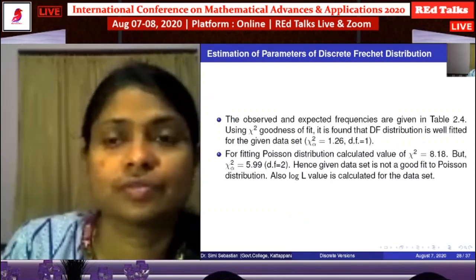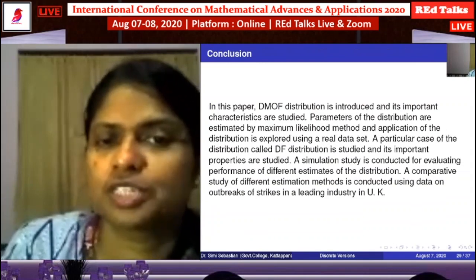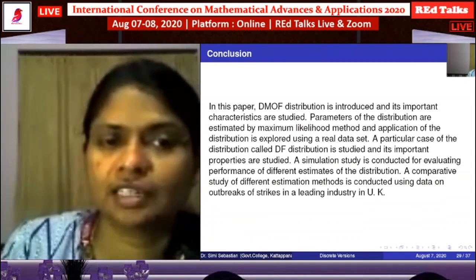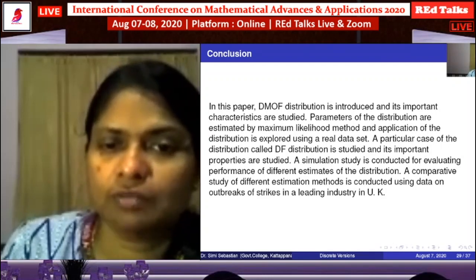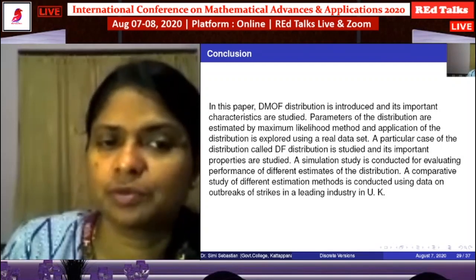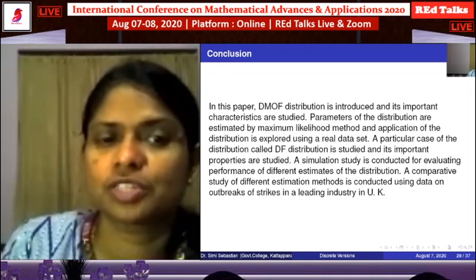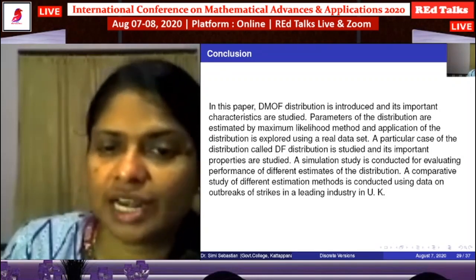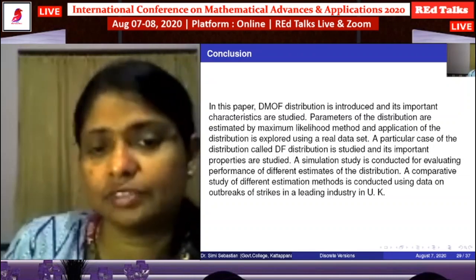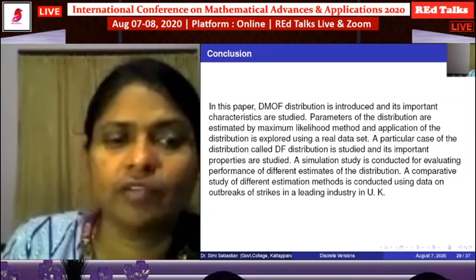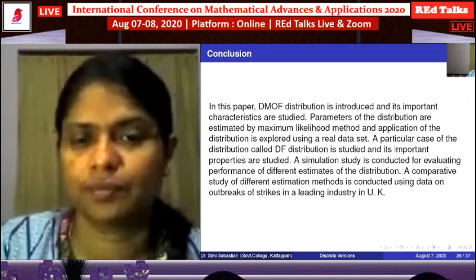In conclusion, in this paper the discrete Marshall-Olkin Pareto distribution is introduced and its important characteristics are studied. Parameters of the distribution are estimated by the maximum likelihood method and application of the distribution is explored using a real data set. A particular case of the distribution called the discrete Pareto distribution is studied and its important properties are studied. A simulation study is also conducted for evaluating performance of different estimates of the distribution.